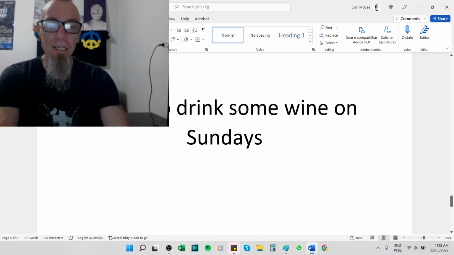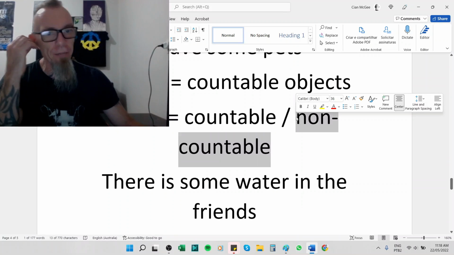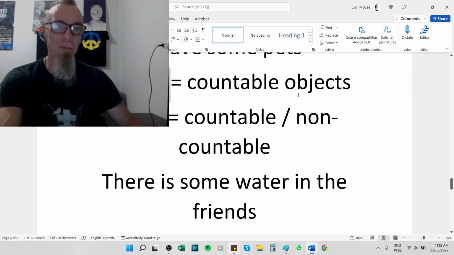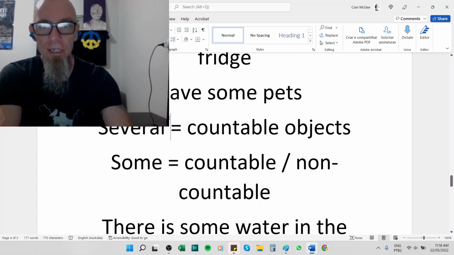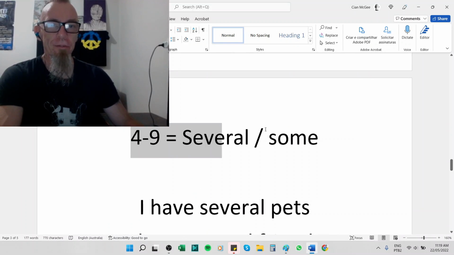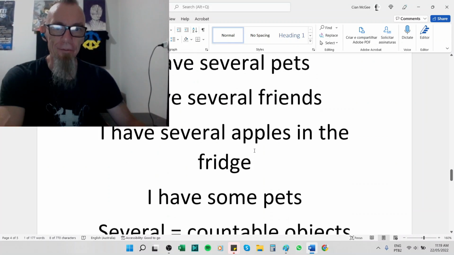Okay, so that's like 4 to 7. So there we come back up, we have some and several. Once again, some is principally for non-countable, and several is always for countable objects. And that's the way we can talk about the number, 4 to 9 or 4 to 7, whatever. Non-specific here. We're just looking at the averages of things.